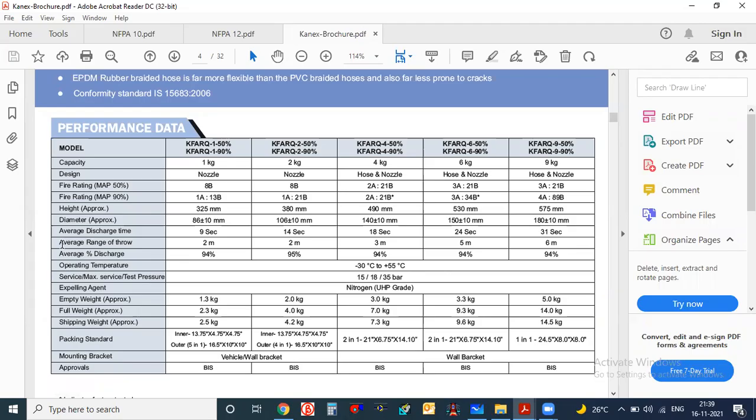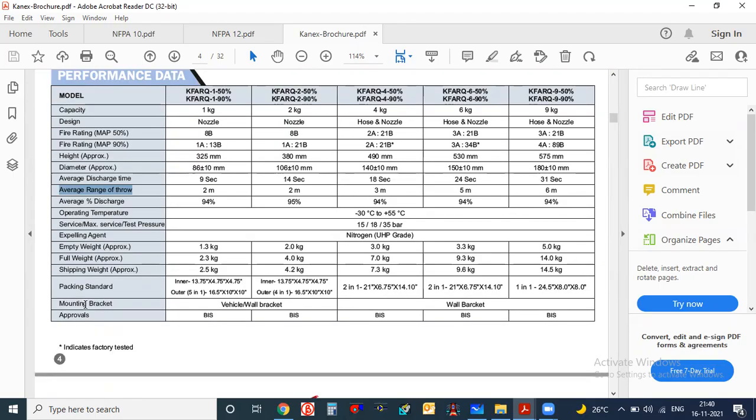Average range of throw, meaning how far it can go: 2 meters, 6 meters, 5 meters. And design, here it is nozzle, and hose and nozzle. Nozzle means only the nozzle will be present. Hose and nozzle means the hose and nozzle, everything will be there. And capacity, and weight is also given, and the rest of the things are given.